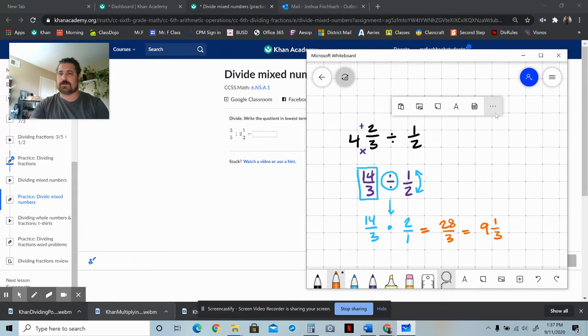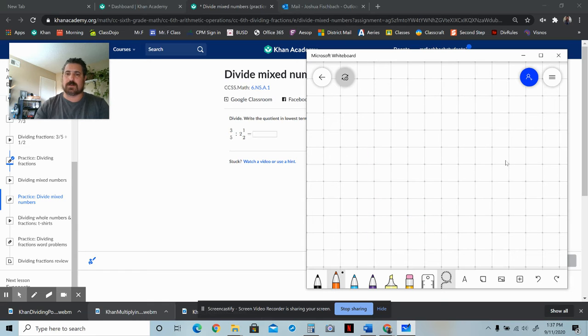So for the next one, we're just going to clear this canvas and start again. We've got 3/5 divided by 2 1/2. So this time we have 3/5. We're dividing that by 2 1/2. First, change your mixed numbers into improper fractions or top-heavy fractions. So you have 3/5 divided by 2 times 2 is 4 plus 1 is 5, so that's 5/2. Then you're going to do the keep, flip, change algorithm for dividing fractions.